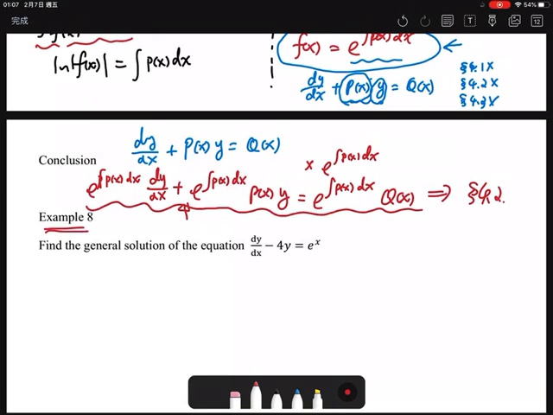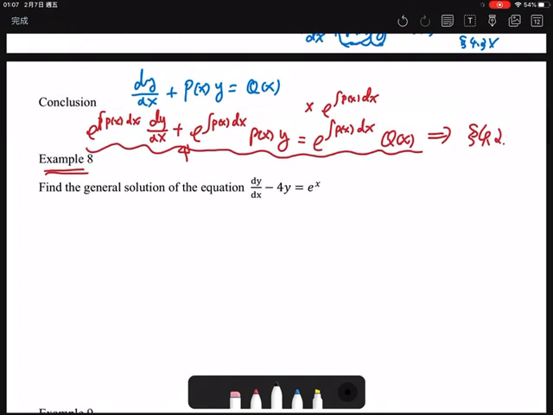Now let's look at example 8. Obviously, for this equation, we cannot use the way in section 4.1, the separating variables method. And for section 4.2, we also cannot, because the original function is y and the other one is 1 here. If we differentiate 1 times y, we cannot get these two terms. So it means that we should find a suitable factor.